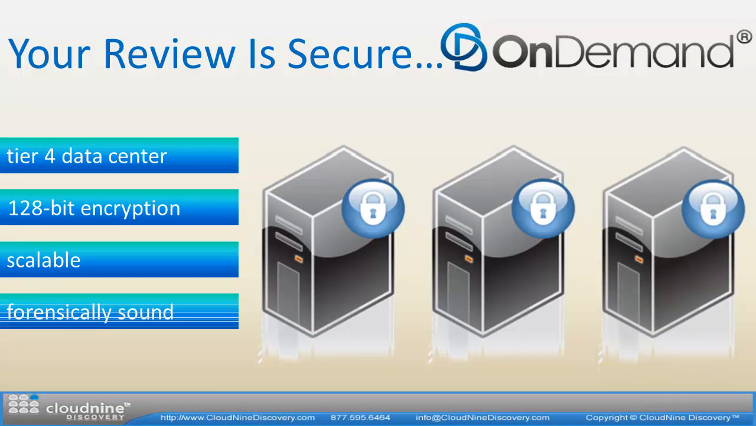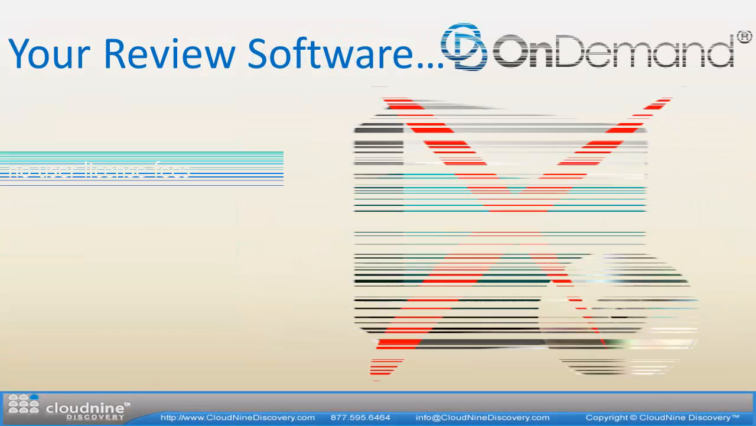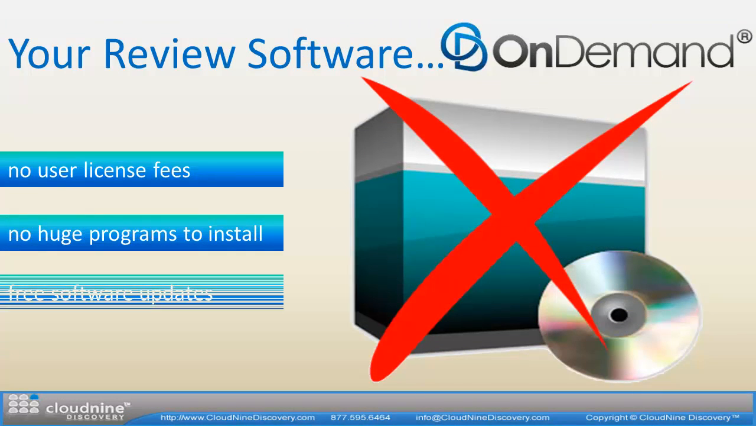All of your data is housed in the United States in a Tier 4 data center, featuring 128-bit end-to-end encryption that's scalable to any size database, from megabytes to terabytes, in a forensically sound environment. Your review software comes with no user license fees or minimum numbers of licenses, so it's left to you whether you want to be the only one with access or to share it with colleagues, clients, or outside experts.